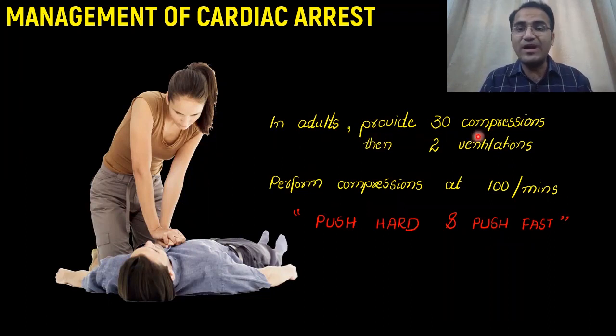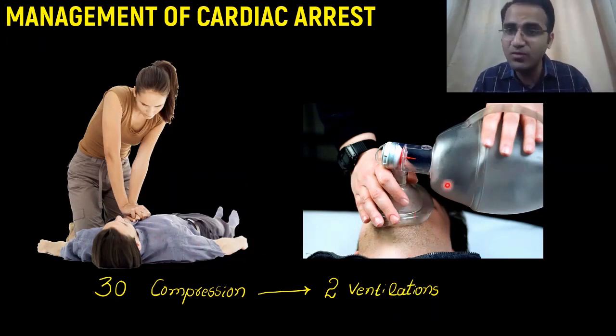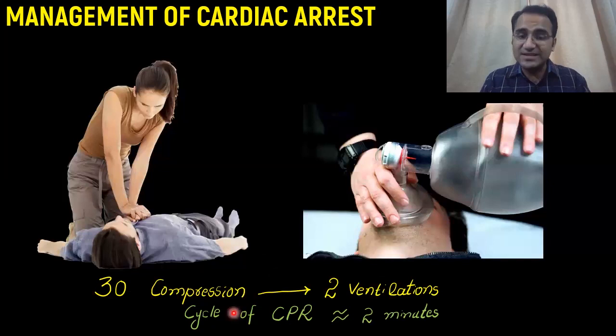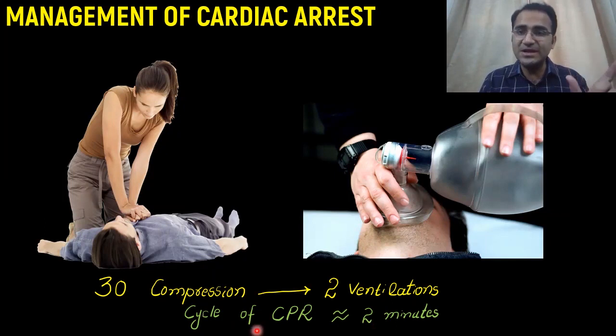In adults, you have to provide 30 compressions, and after 30 compressions, you have to provide 2 ventilations, 2 breaths, and you perform compressions at the rate of 100 per minute. You have to push hard and you have to push fast. You have to provide 30 chest compressions, and after chest compressions, you have to provide 2 breaths, 2 ventilations. If you are in a hospital facility, you will have the facility of an ambu bag, and if you are outside the hospital, then you have to provide the breath through the mouth. A cycle of CPR should be almost 2 minutes, not more than that. 30 compressions, 2 ventilations should almost take 2 minutes.